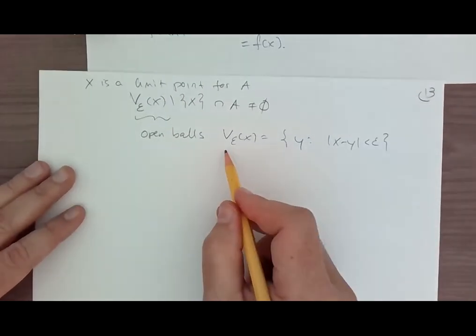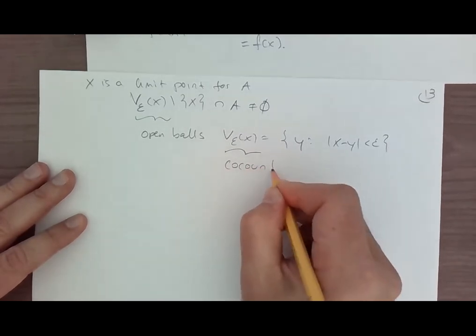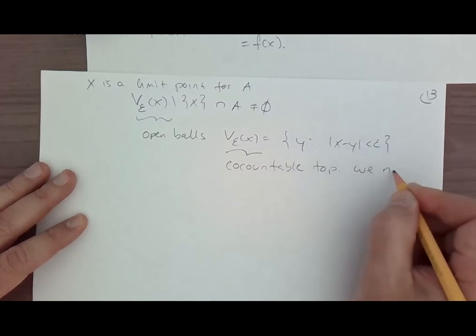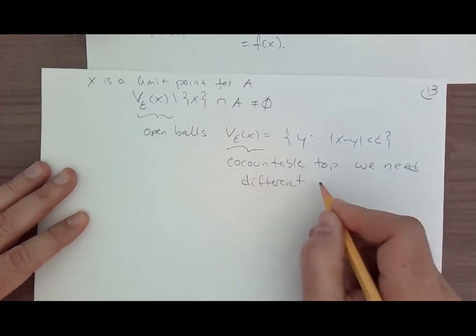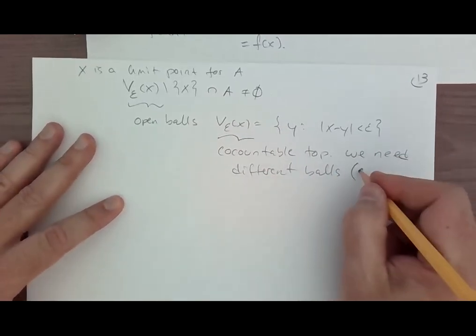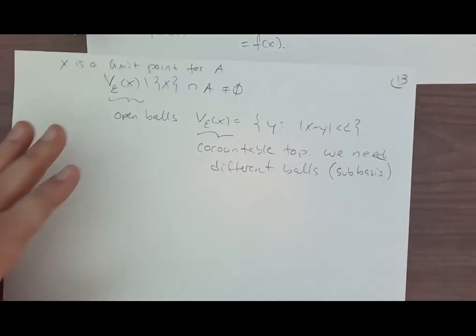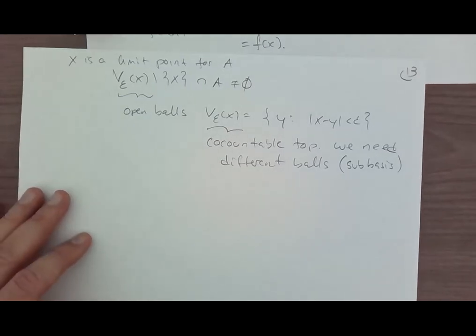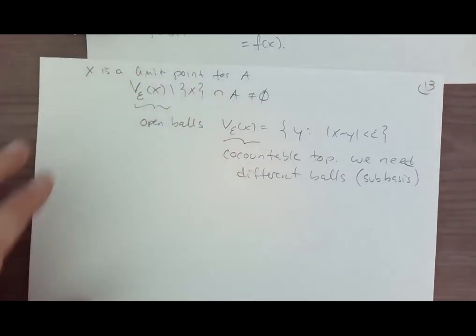And for the co-countable topology, we need different balls. The proper word here is a sub-basis. And I'm not even sure there is a sub-basis for the co-countable topology. So without this notion here, I'm not sure how to define the limit point.